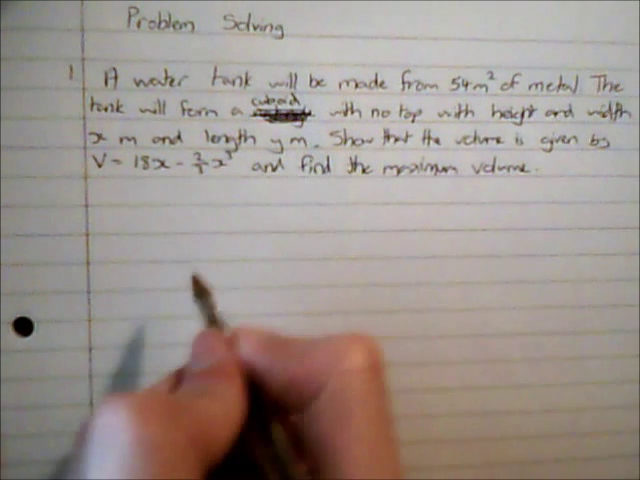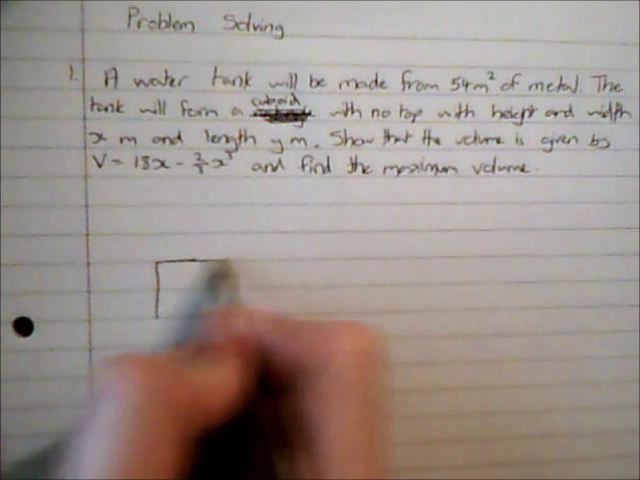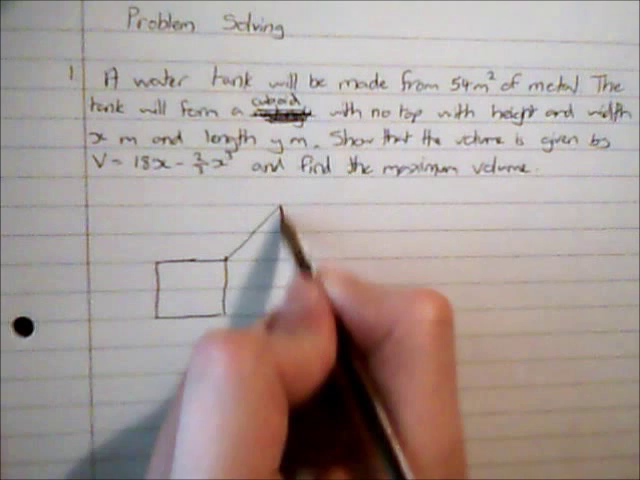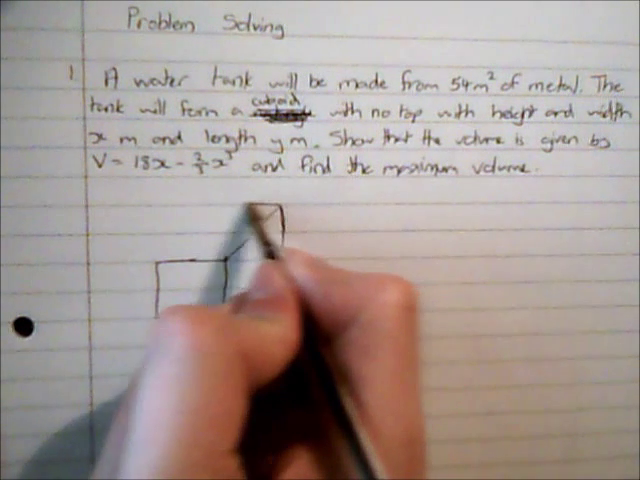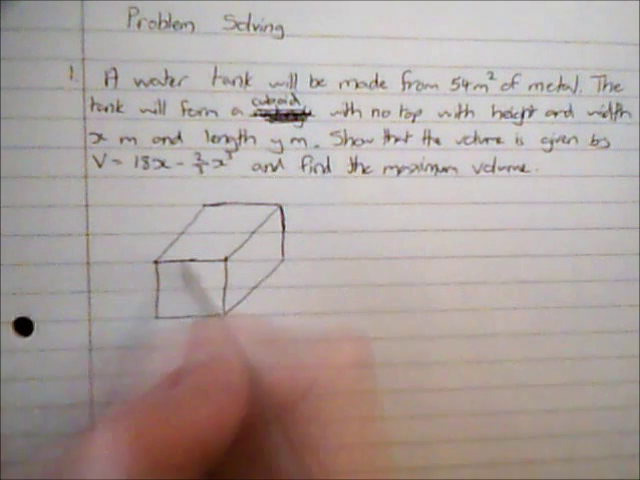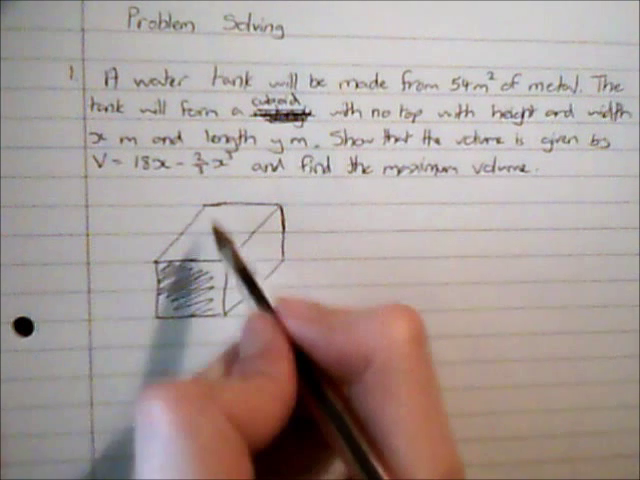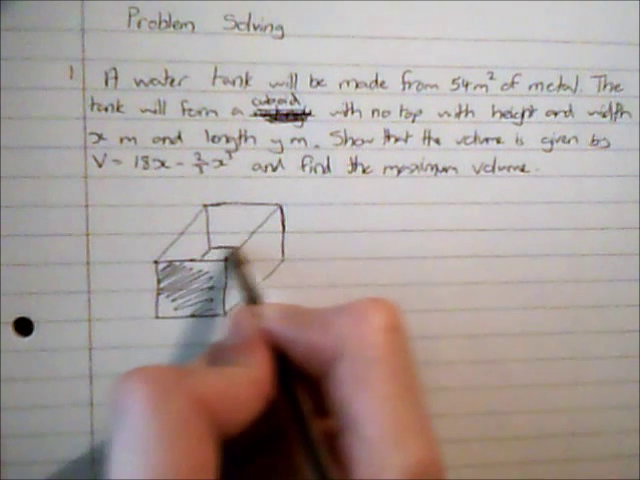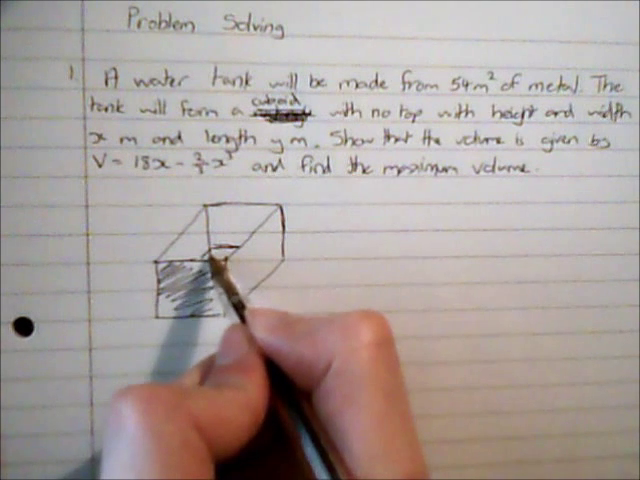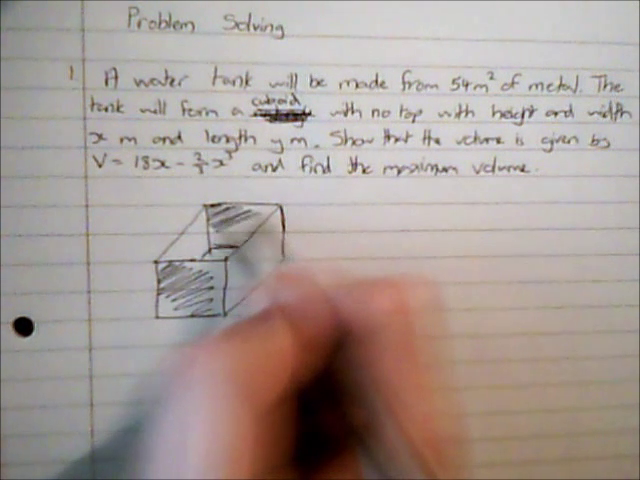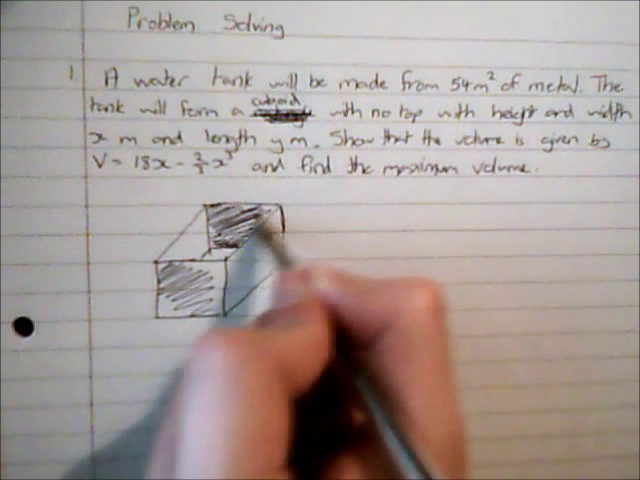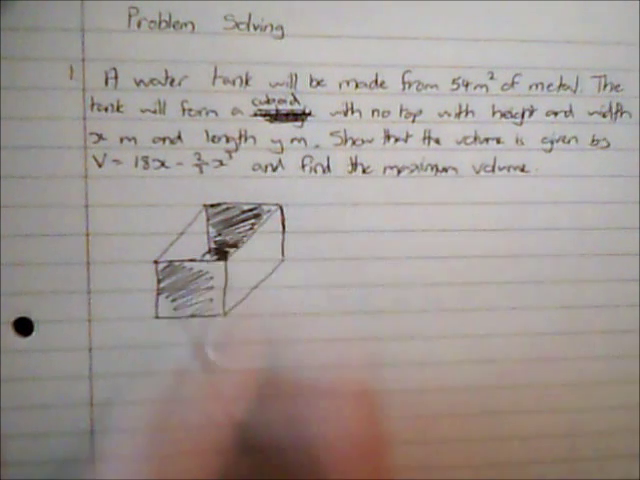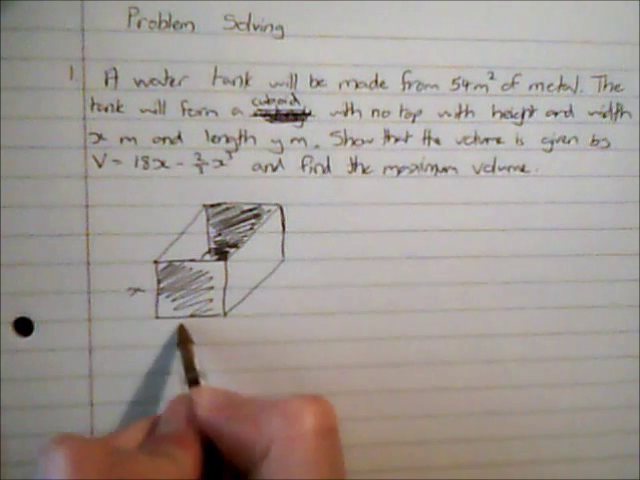Well, let's do a little sketch to start with. So I've got a cuboid. Okay, and I'm going to be able to see part of this as well because it's got no top. So I'm just going to shade the opposite sides there. In fact, we'll be able to see a bit more than that. Okay, so height x, width x, length y.